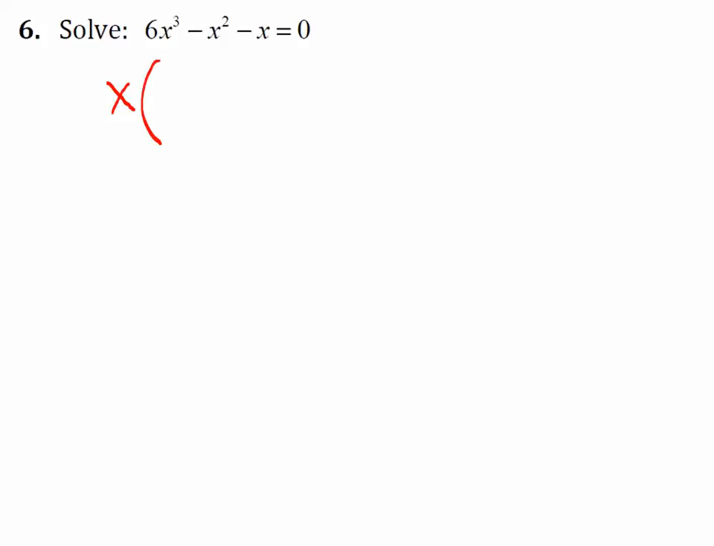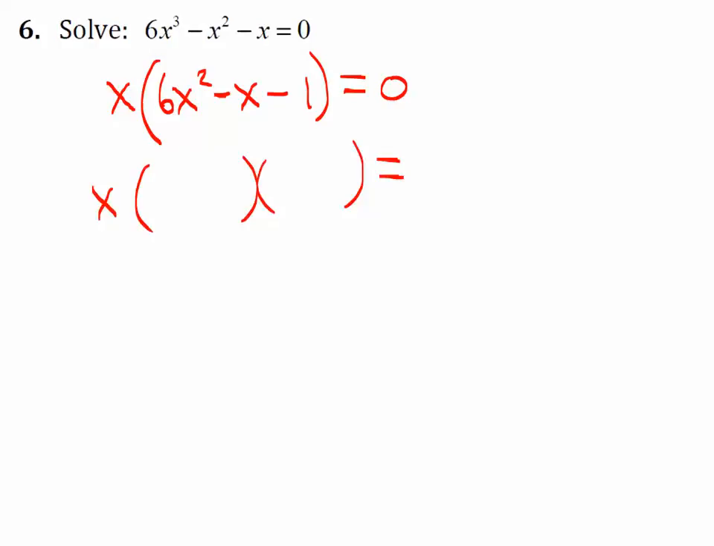All right, factoring the x out leaves us with 6x squared minus x minus 1. Remember, if you take out the whole entire term, you still have a little 1 left over. All right, next. So 6x squared, again, it's this little guess and check now.